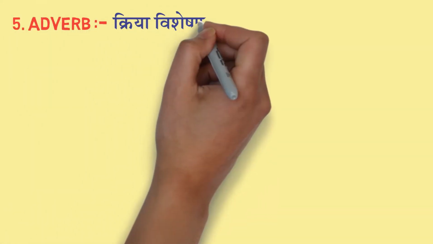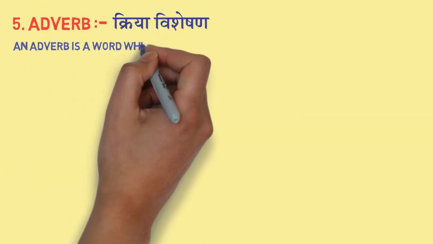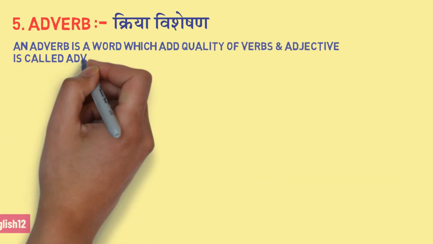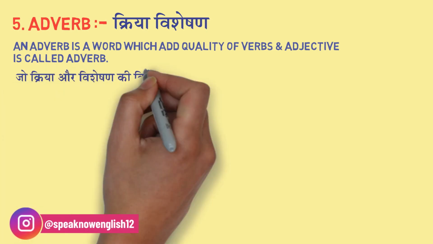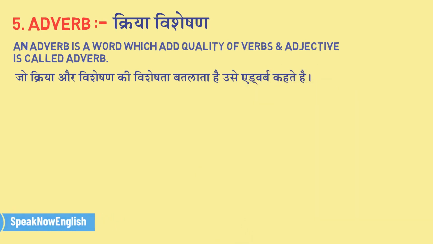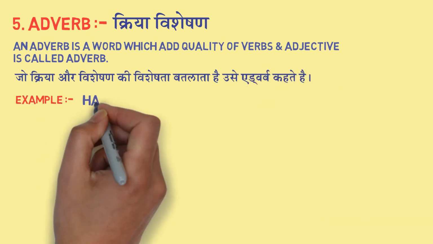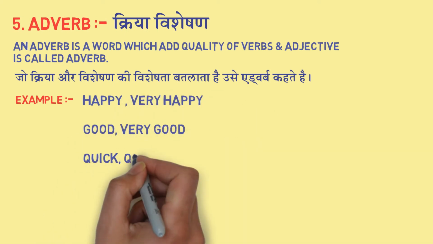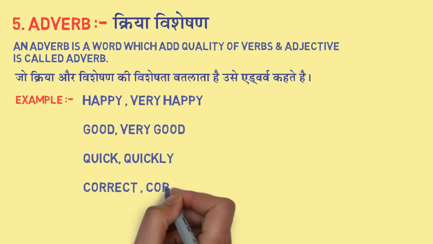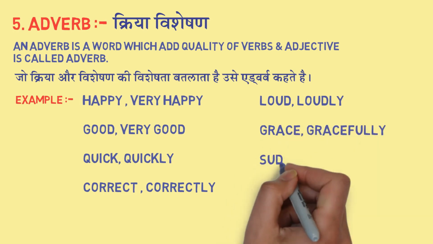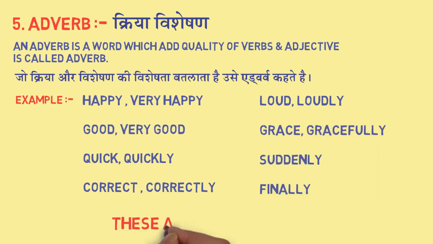Fifth, adverb. An adverb is a word which adds quality to a verb and adjective is called adverb. जो क्रिया और विशेषण की विशेषता बतलाता है उसे adverb कहते हैं. Example: happy, very happy, good, very good, quick, quickly, correct, correctly, loud, loudly, grace, gracefully, suddenly, finally. These all are the adverbs.